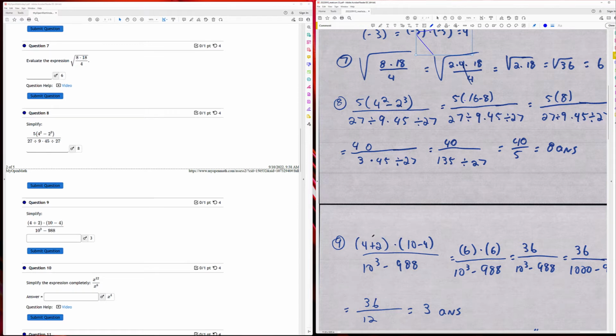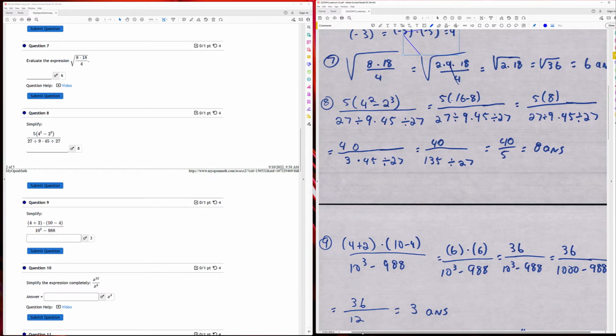Question 9, I have 4 plus 2 times 10 minus 4 divided by 10 to the third minus 988. So I take care of what's in my numerator first. 4 plus 2 is 6. 10 minus 4 is 6. 6 times 6 is 36. Take care of my denominator. 10 to the third is 1,000 minus 988. 1,000 minus 988 is 12. So 36 divided by 12 is 3.